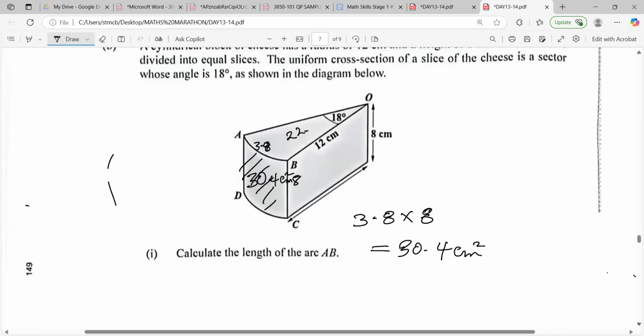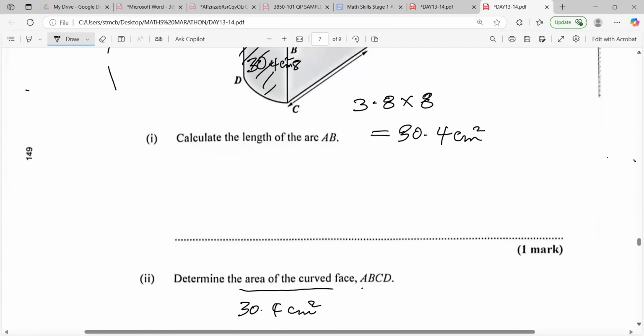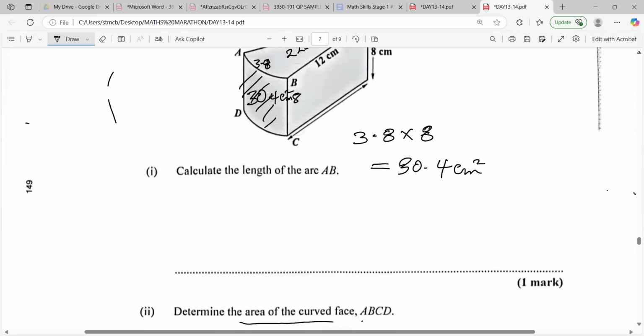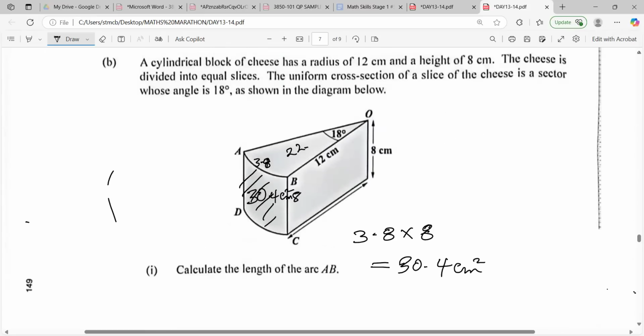You have to think how did I get the entire cheese. Alright, let me see. 22.6, right? Yeah, so given that this is 22.6, calculate the volume for the entire cheese. Try that one, guys. It's a very nice one.